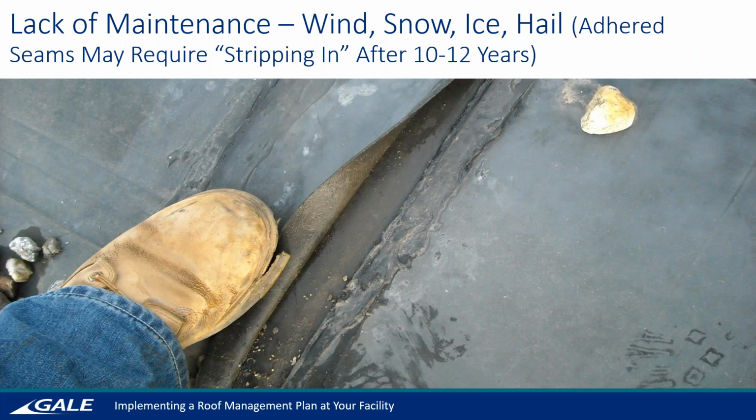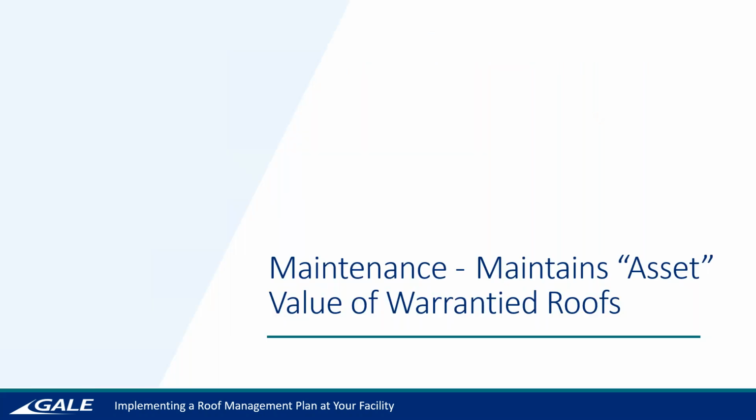Wind, snow, ice, this is kind of a thermal thing that occurs in this EPDM roof system because the cold and the heat starts changing the expansion and contraction that's going on in the roof. The seams, again, become susceptible to this movement. So after 10, 12 years, many times you'll have to come in and restrip those areas, but you've got to be able to look for it. So maintenance maintains the warranted asset value of the roof.